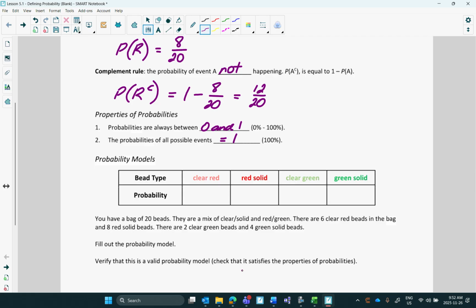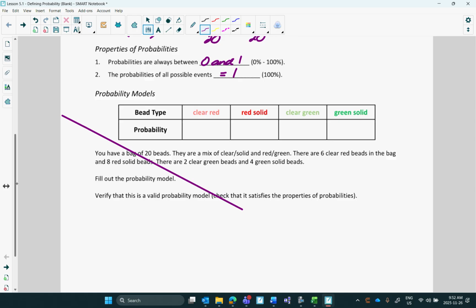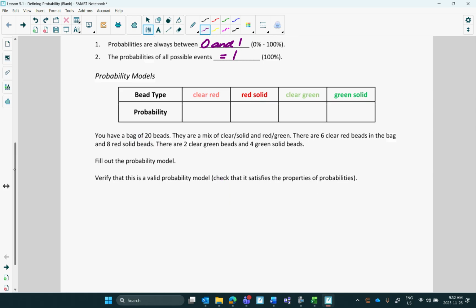So if we're given a question and we're asked to determine whether it is a valid probability model, first of all, we have to fill out the probability model, and then we have to make sure that these conditions are met.